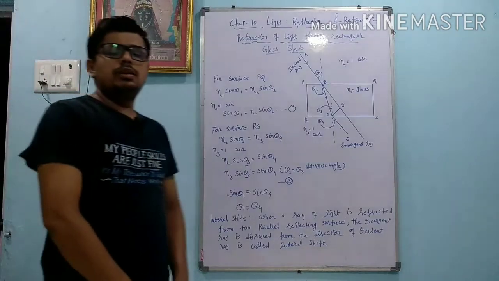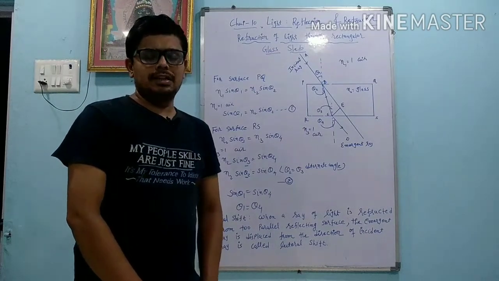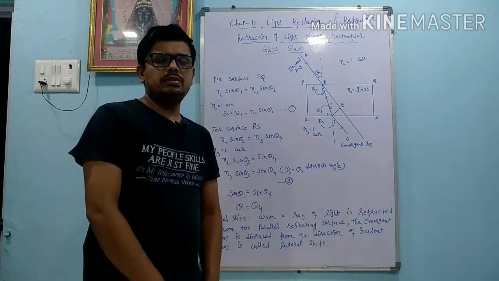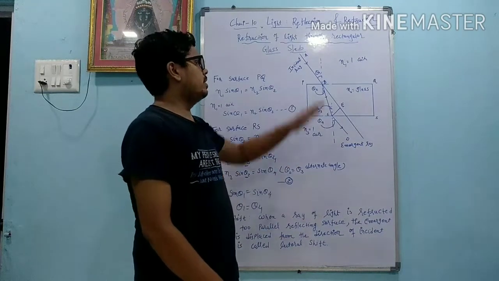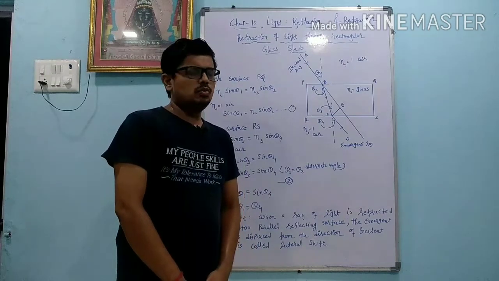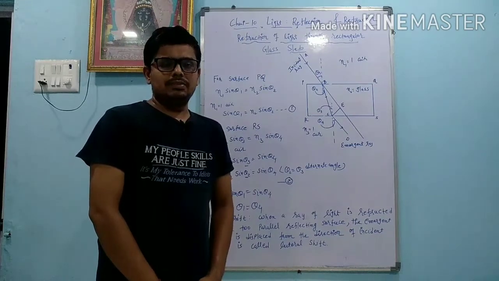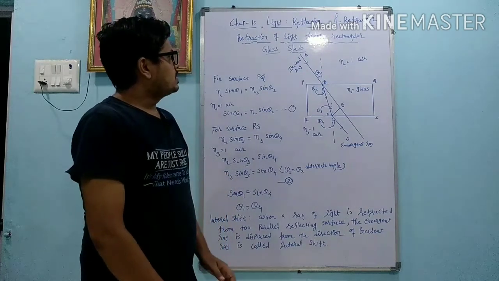Okay, dear students, we will learn about refraction of light through the rectangular glass slab. First definition: if a ray of light passes from the rarer medium to the denser medium, it changes direction, and that is called refraction. We will learn that, and at last we will learn about what is called lateral shift. So we will start here.